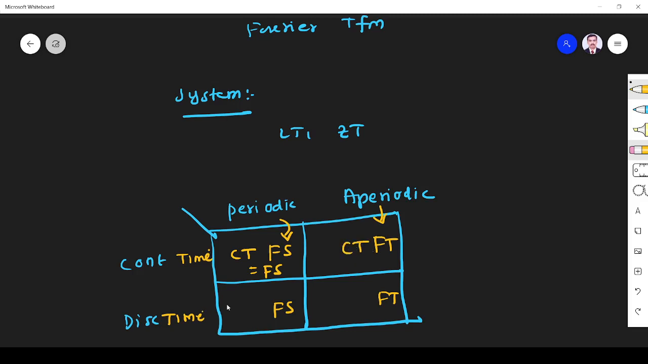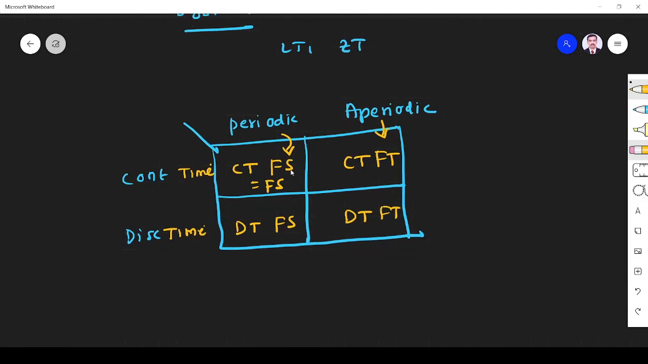Similarly for discrete time. So we must know Fourier series. CTFS is simply known as Fourier series, and DTFS is the discrete time one. Continuous time means you don't need to say CT, simply Fourier series. Simply FT means continuous time Fourier transform, or simply Fourier transform. Both are the same. So from this, what I understand is: periodic signal means I have to use Fourier series, aperiodic signal means I have to use Fourier transform, right?